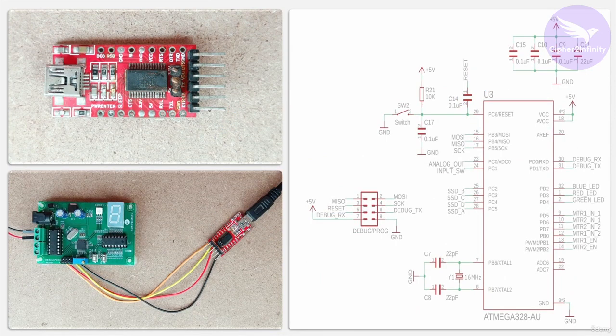Now let me explain the same point with the help of this particular image. When we are programming the code in the microcontroller with the help of Arduino IDE, the code is going to travel through this USB to UART converter over the TX line, and it will be received over the RX pin of the microcontroller. Once the code is received, the bootloader code inside the microcontroller is going to program that code in the application flash section. I hope this point is now clear to you. Now let's go ahead.